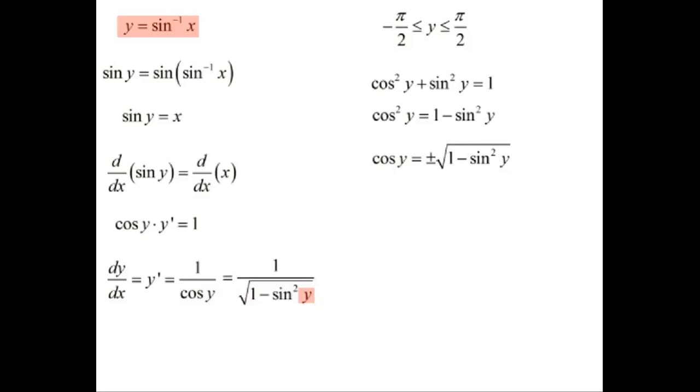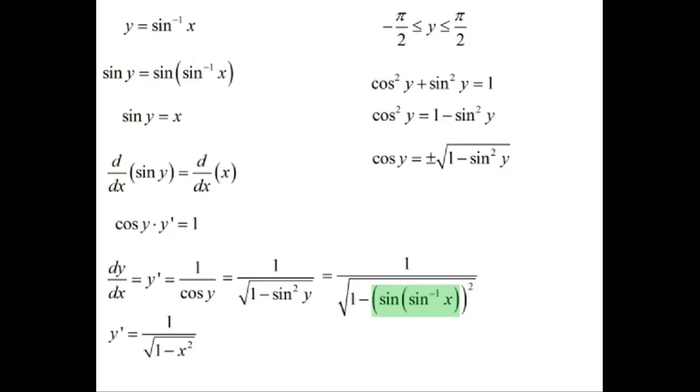Carrying out the substitution, we have the expression 1 over the square root of 1 minus sine of sine inverse of x raised to the power 2. So the composition of a function and its inverse undo each other, leaving you with the independent variable x. So it turns out that the final derivative of arc sine or sine inverse is equal to 1 over the square root of 1 minus x squared.